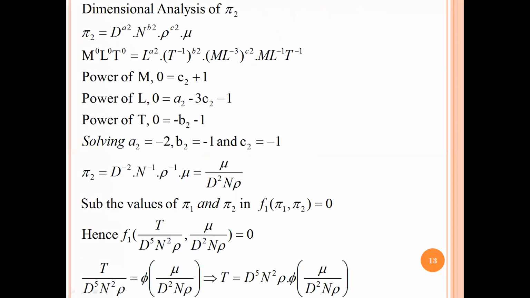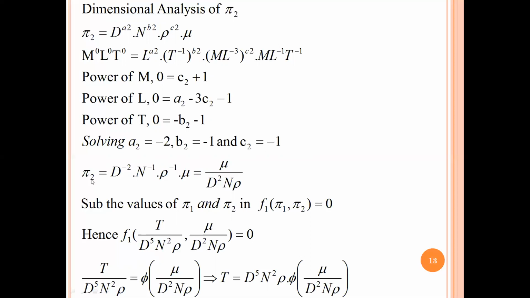Now similarly, we will be doing the dimensional analysis of pi 2. I'm going to write the dimensions. The left hand side is all 0, since it's a dimensionless quantity. Here again, I'll be writing in terms of A2, B2, C2. My fourth parameter is changing, so this will change the values of A2, B2, and C2. Solving the powers of M, L, and T in the same manner as the previous one, I get A2 equal to minus 2, B2 equal to minus 1, and C2 equal to minus 1.